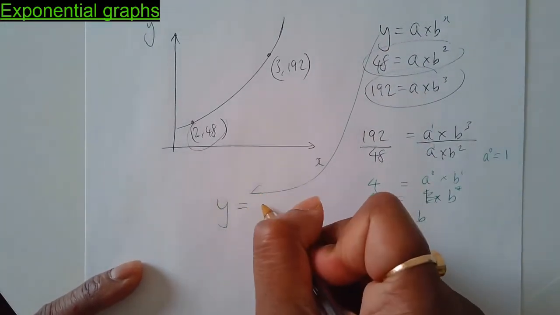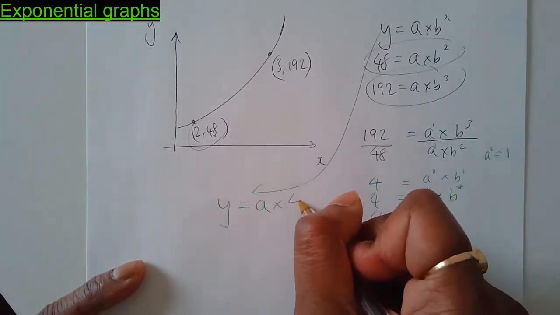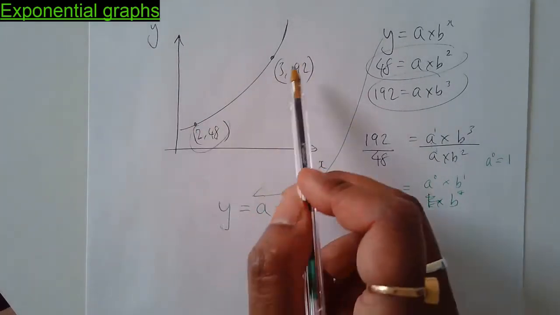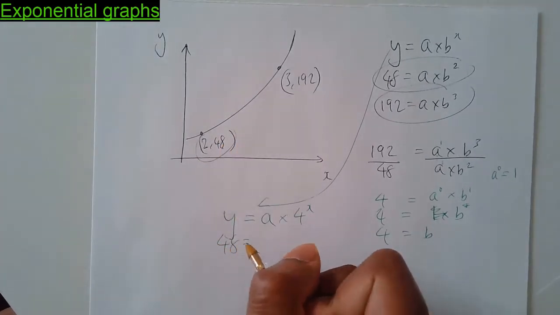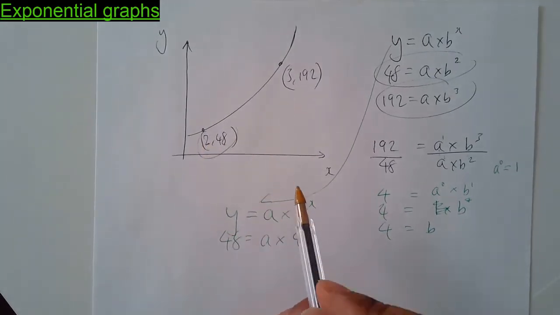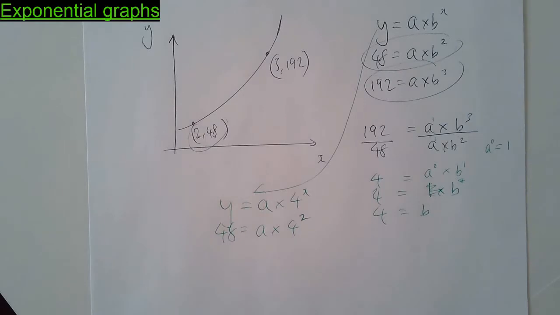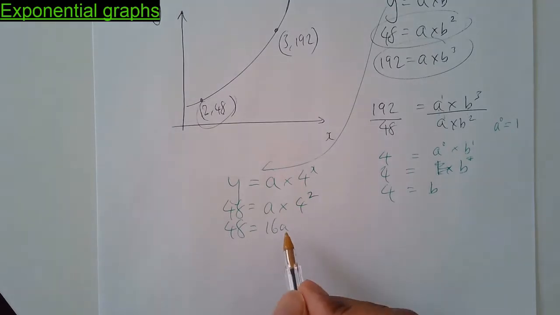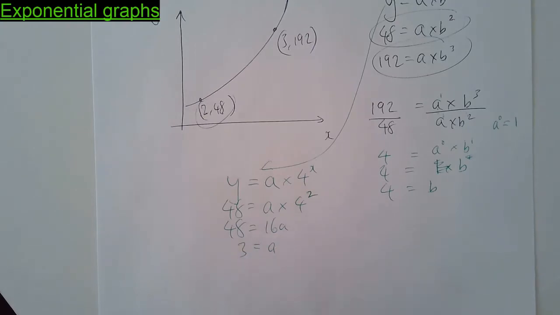Y is equal to a. I don't know what a is, but I'm going to find out soon. But I know what b is. B is 4. 4 to the power of x. So how am I going to work out a? Well, I can choose any one of these two. I'll choose the smaller numbers, easier to work with. When y is 48, x is 2. So that 2 comes from there and the 48 comes from there. I could have used that one, but I just chose that one because the numbers are smaller. That's going to be 16a. Something times 16 gives me 48. That's going to be 3. A is equal to 3.